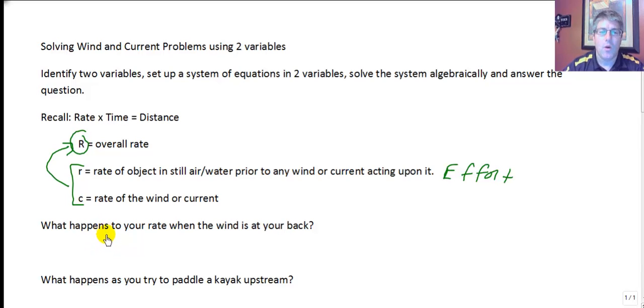So let's think about this. What happens to your rate when the wind is at your back? If you're out riding your bike and you have a nice tailwind, how does that go? Well, hopefully you realize that you bike faster. Mathematically, how would we express that? If the wind is at your back, a tailwind, that would be expressed as your effort, little r, plus c. So that's addition. It's going to add to your speed or to your effort because it's pushing you along even faster.